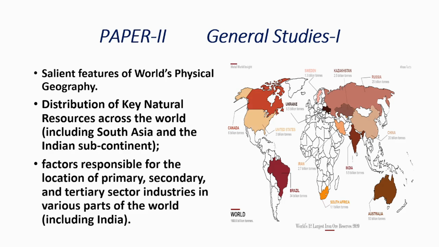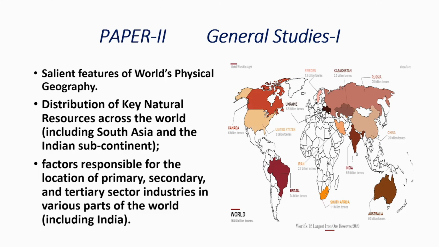Then comes the factors responsible for the location of primary, secondary and tertiary sector industries in various parts of the world. So here we are seeing what are the factors responsible for the location of different industries. There are some manufacturing industries like leather manufacturing, food manufacturing. There are software industries. So all the industries we will divide into primary, secondary and tertiary. Primary means agriculture, etc. Secondary means manufacturing. Tertiary means services, like software, transport, etc.